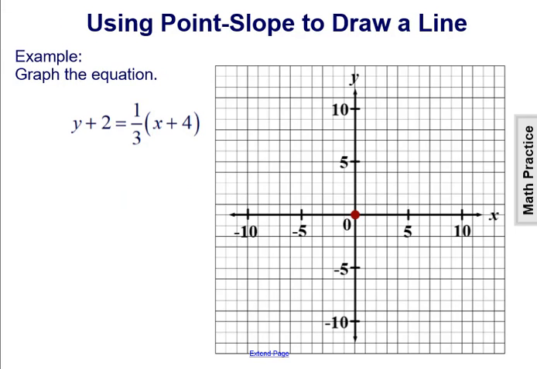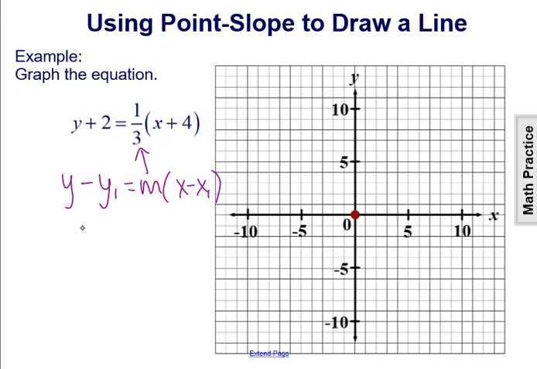Here's another example. So here we have the equation y plus 2 equals 1/3 times the quantity of x plus 4. Now, this equation might look different from point-slope, right? In our point-slope equation, you're used to seeing subtraction: y minus y1 equals m times x minus x1. It's still easy to see that the slope is 1/3, but you have to be careful with your values of x1 and y1 because of the subtraction in the formula.